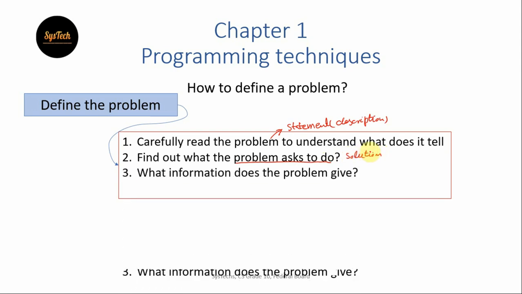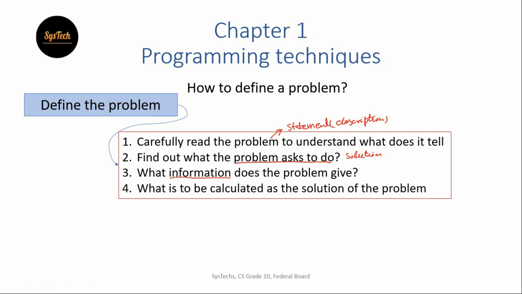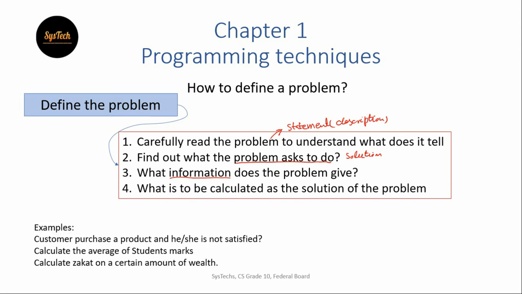And the third thing is, what information does the problem give? We talked about the analysis, and note down all the information which is given by the problem. And the fourth thing is what is required to be calculated during the problem solution. Find out the required calculations.